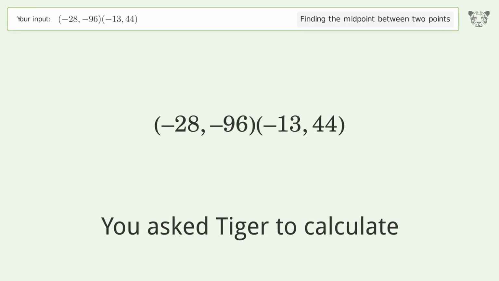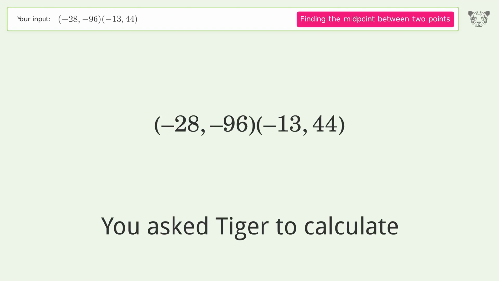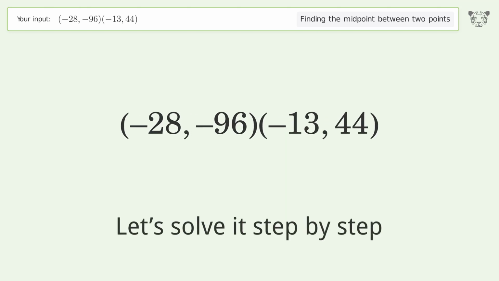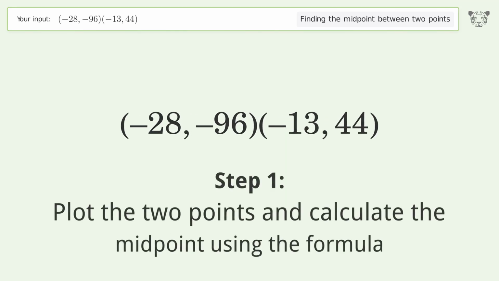You ask Tiger to calculate. This deals with finding the midpoint between 2 points. The midpoint between the 2 points is -20.5, -26. Let's solve it step by step. Plot the 2 points and calculate the midpoint using the formula.